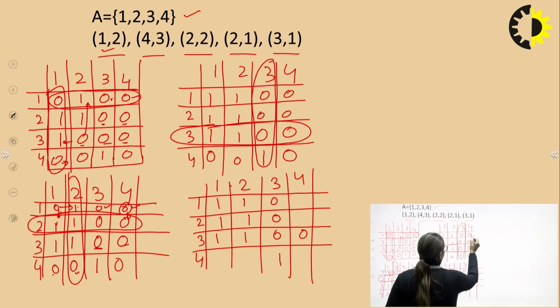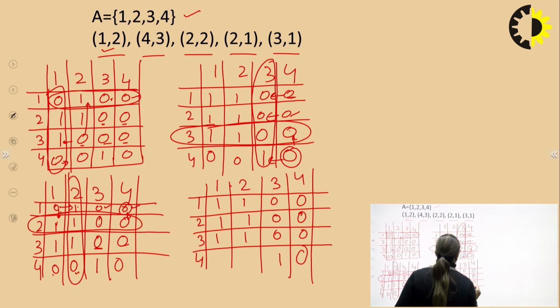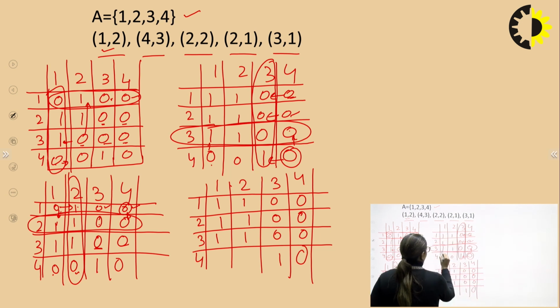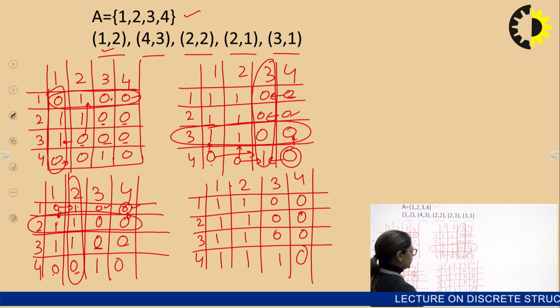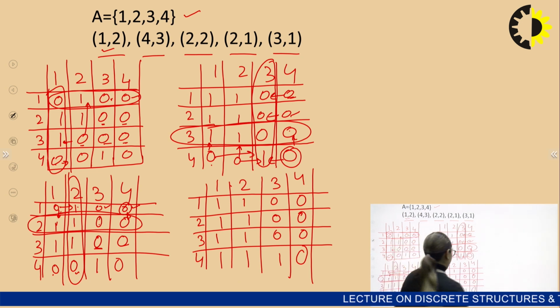For this 0, we will check, there is a 0 here, so it cannot be changed. For this 0, there is a 0 here, we cannot change it. For this 0, there is a 1 here and a 0 here, so it cannot be changed. For this 0, there is a 1 here and a 1 here, so we can convert it. For this 0, there is a 1 here, again a 1 here, so we can convert it to 1. So in this matrix, we have made 2 replacements.